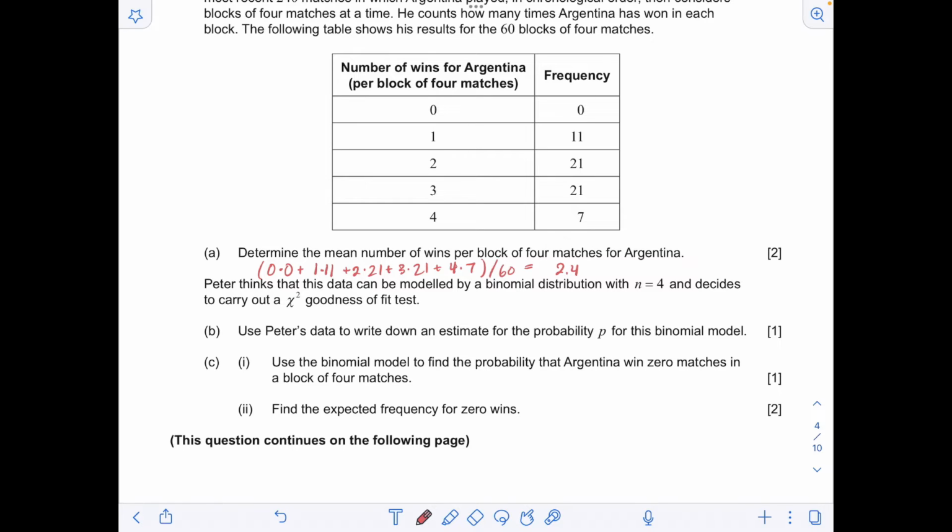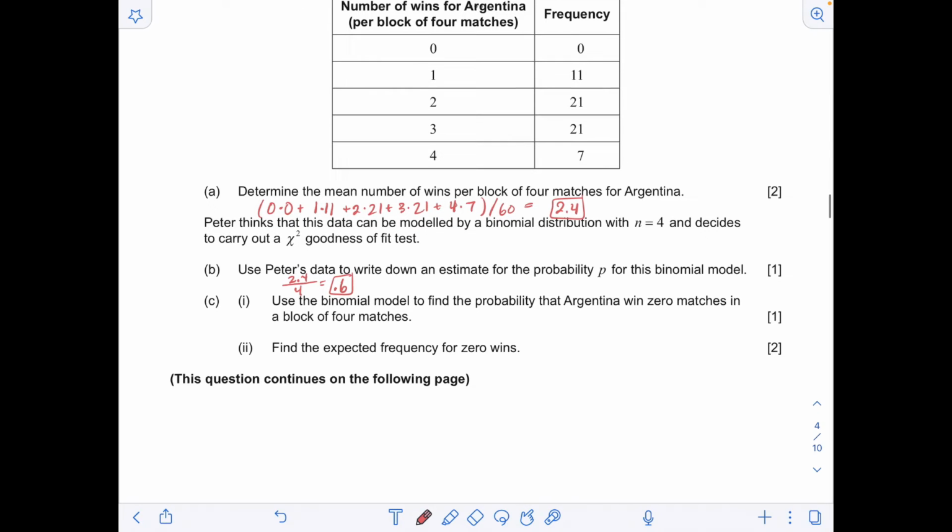Now Peter says he thinks it's a good idea that the data can be modeled by a binomial distribution with n equals 4, and he decides to carry out a chi-squared goodness of fit test. So use Peter's data to write down an estimate for the probability, P, for this binomial model. Well, we know that the expected value, the mean, is 2.4 out of 4 games, and so we just need to use what's the probability of that occurring. 2.4 over 4 is 0.6. And that is the answer for P. That's the probability of the expected value occurring.